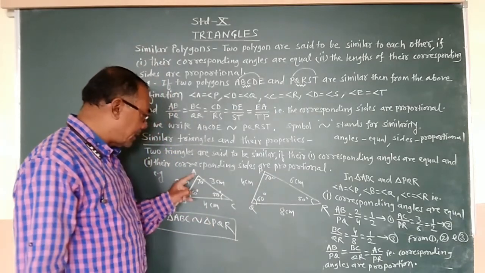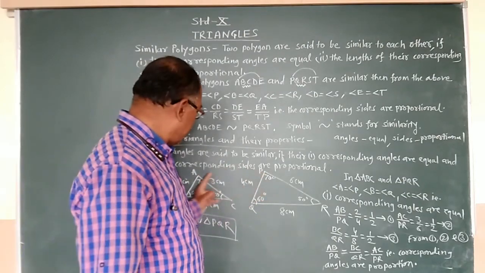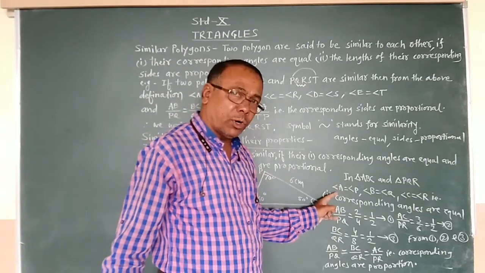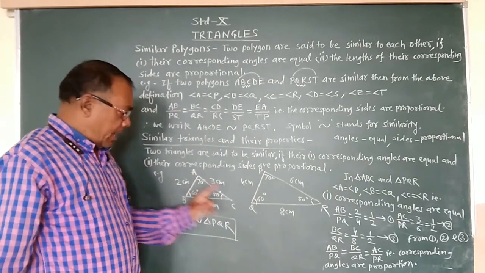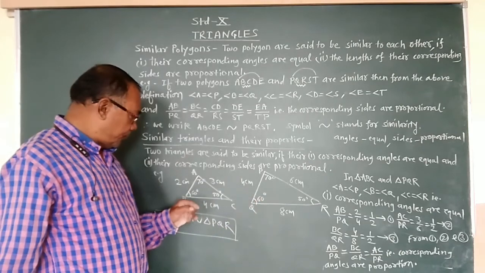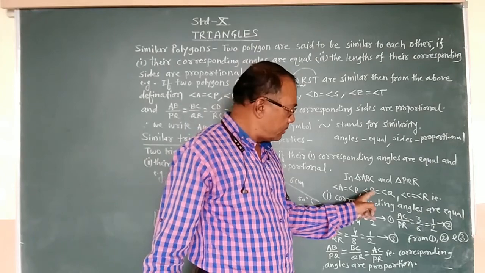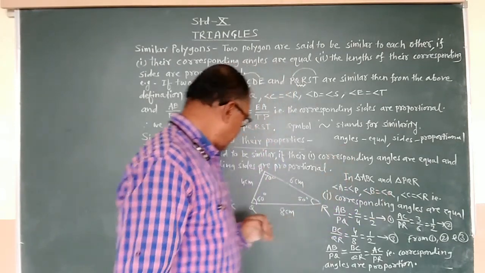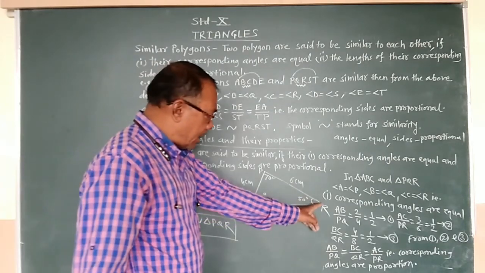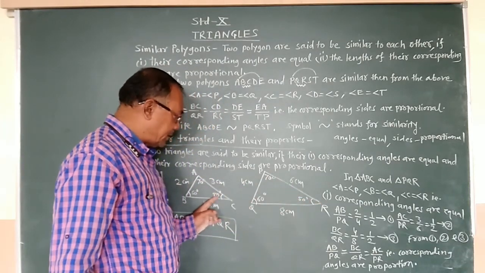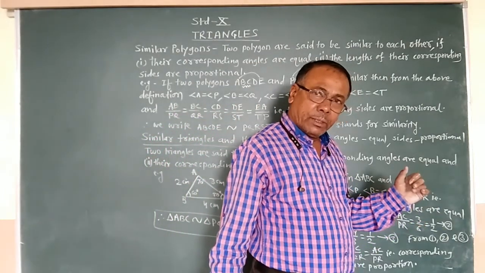Here we see that angle A is 70, angle P is 70. So angle A is equal to angle P. Then angle B is 60 degree, angle Q is 60 degree, and therefore angle B is equal to angle Q. Then angle C is 50, angle R is 50, and therefore angle C is equal to angle R.